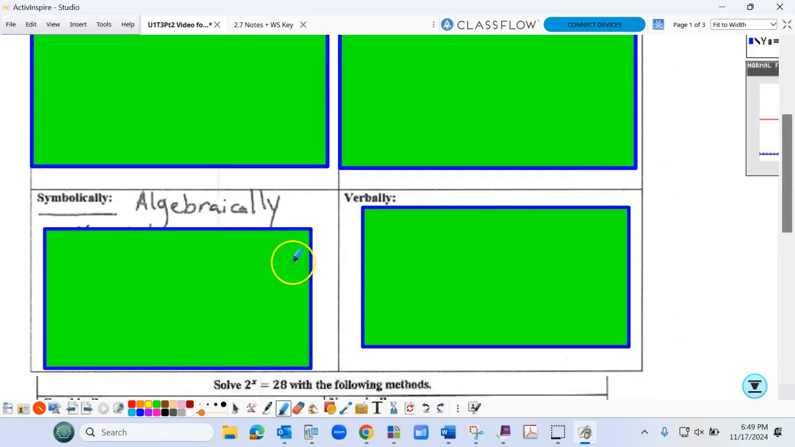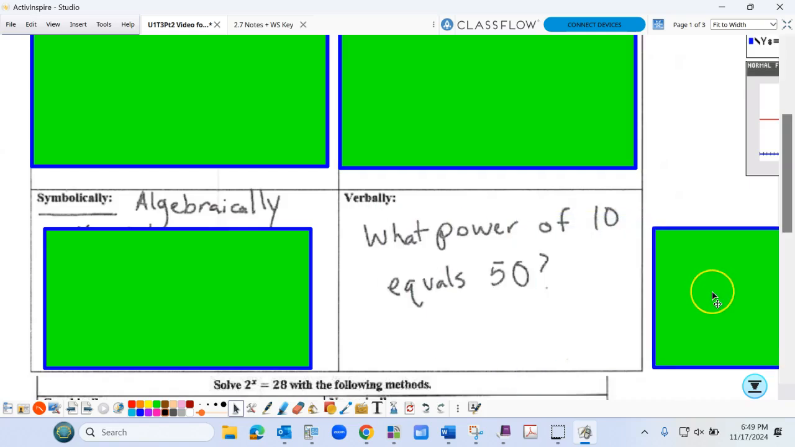The one that will be familiar to you is what we say verbally when we've used our "what power" language. Anytime I'm showing you notes, you can pause this video to copy them down as I talk. What power of 10 equals 50? In class I said: what power do I raise 10 to get 50 as an answer? That question is asking, what should the exponent be.